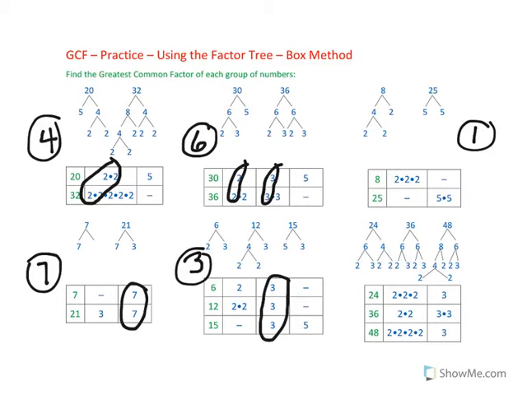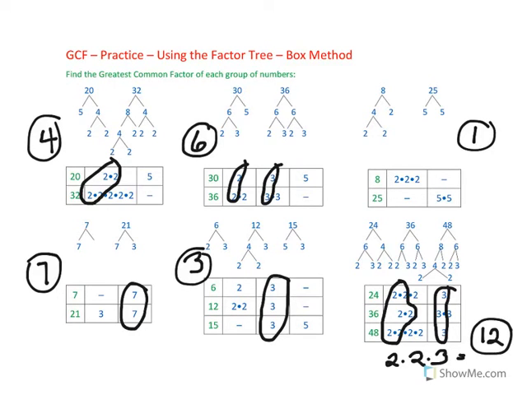24, 36, and 48. Let's see. 24 is 2 times 2 times 2 times 3. 36 is 2 times 3 times 2 times 3. And 48 is 2 times 2 times 2 times 2 times 3. Well, what do I have in common? I have 2 2's. So I have 2 sets of 2's and a set of 3. So if I multiply 2 times 2 times 3, I'm going to get 12. 12 is the biggest number that goes into 24, 36, and 48. Once again, how did you do?